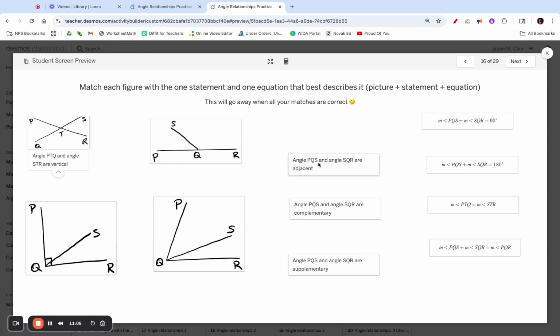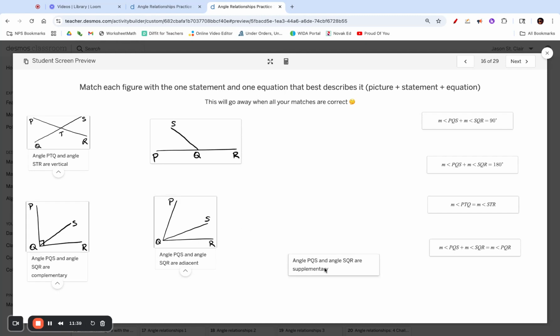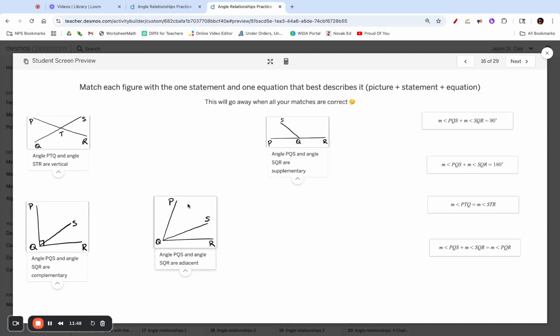Next one, it says PQS and angle SQR are adjacent. That means they're just next to each other. So PQS and SQR, these are adjacent. However, this one is also 90 degrees, which means it is not just adjacent, it is also complementary. Since I know these are complementary, I'm going to match that one there. And I'm looking for the last one. PQS and SQR are supplementary, which means they add to 180. So I'll match that one there.